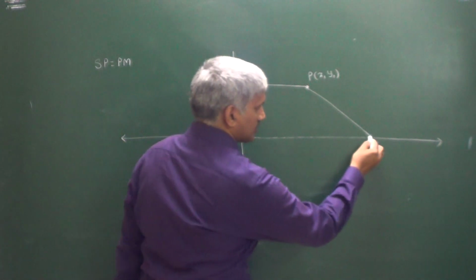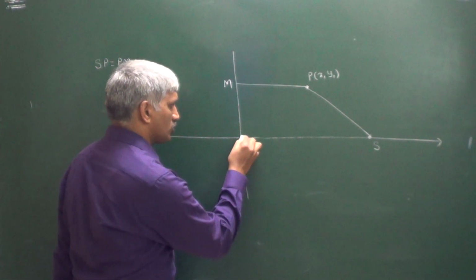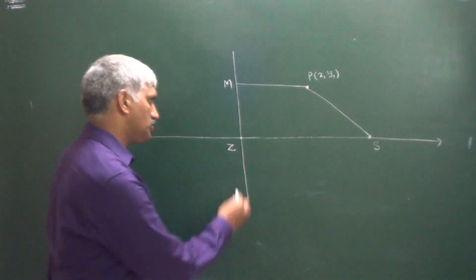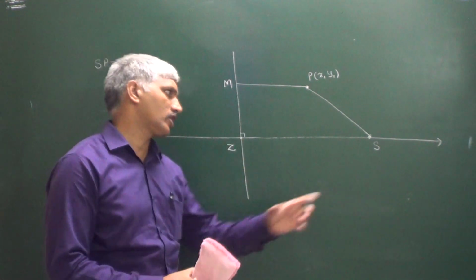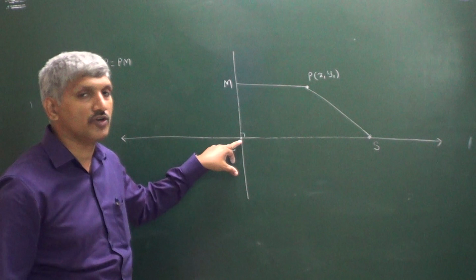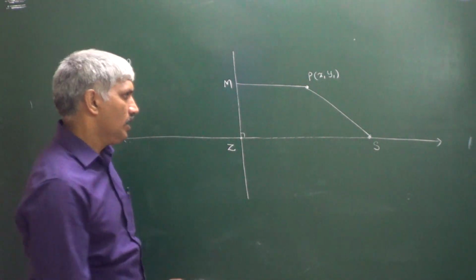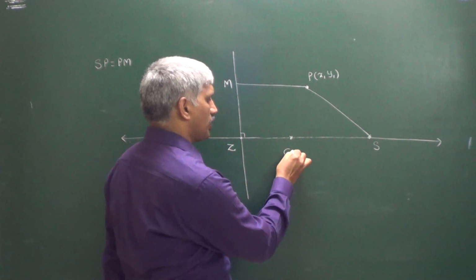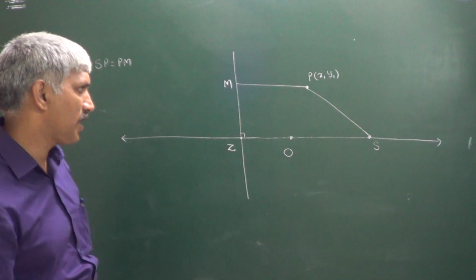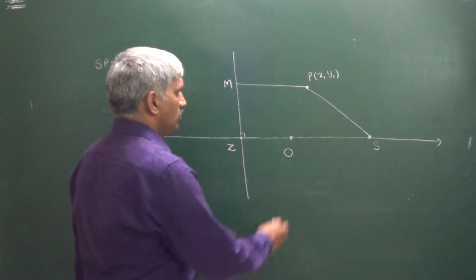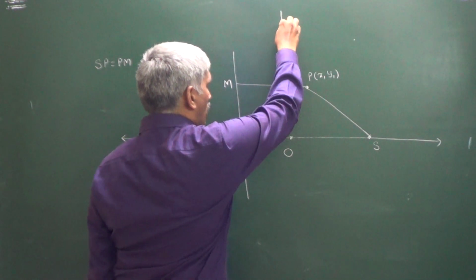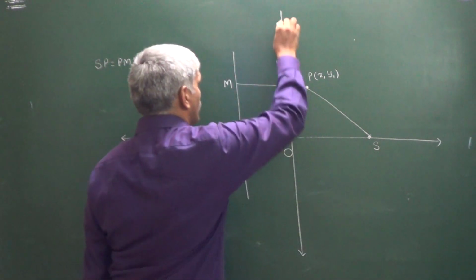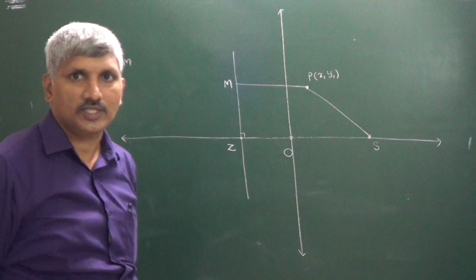So from S onto the directrix, a line is drawn perpendicularly. Let us say that meets at Z. That means from focus onto the directrix, this is the foot of the perpendicular SZ. Let us consider the middle point of SZ as origin. Consider the midpoint of SZ as origin. So passing through origin perpendicular to the principal axis, this line which we are drawing is y-axis, right?